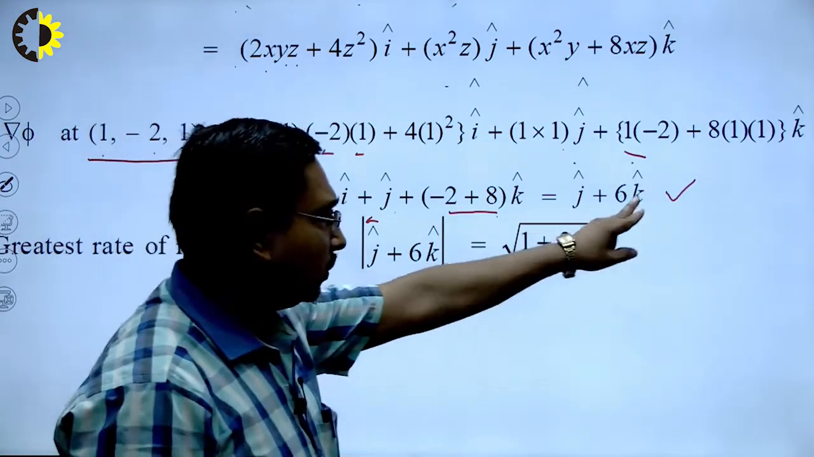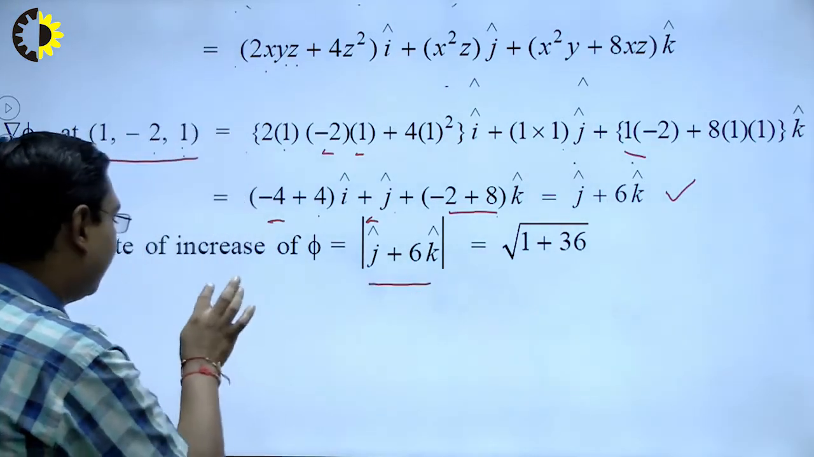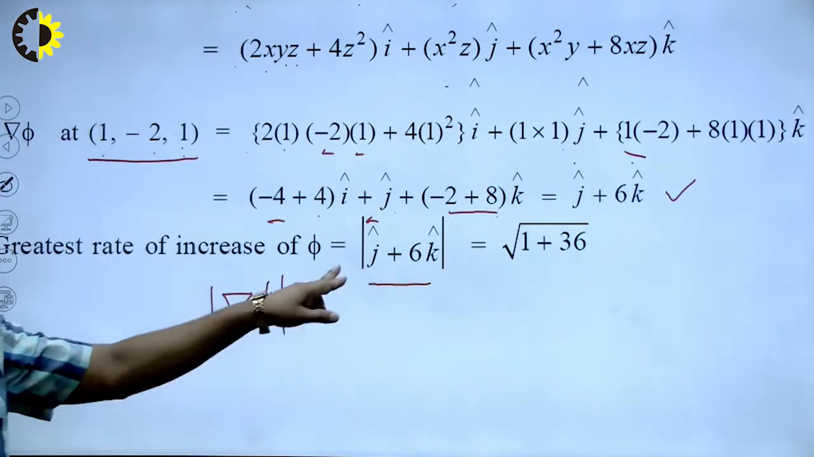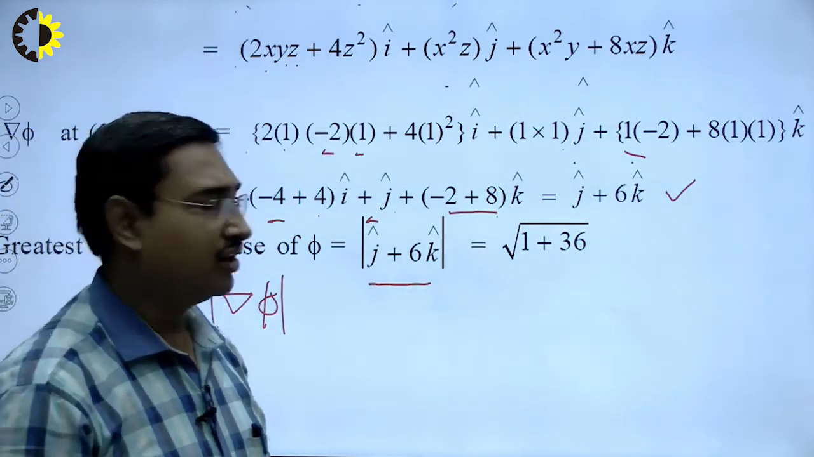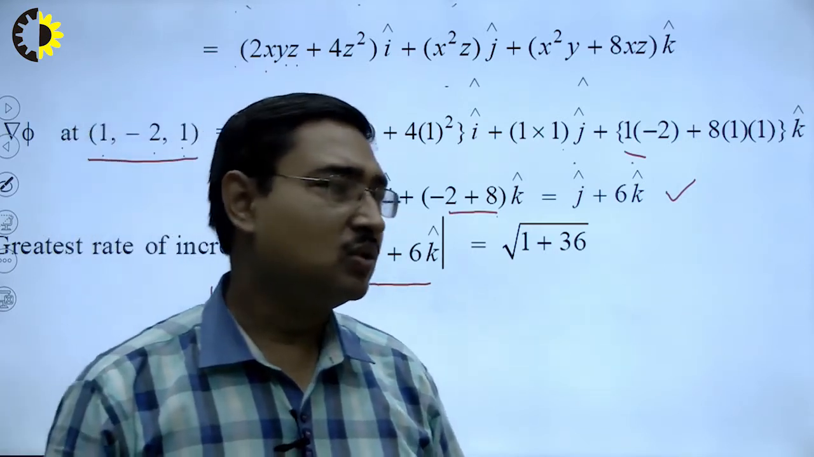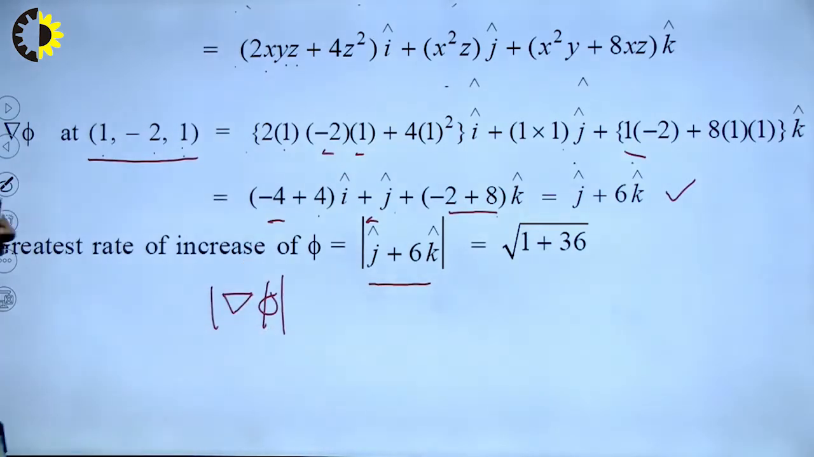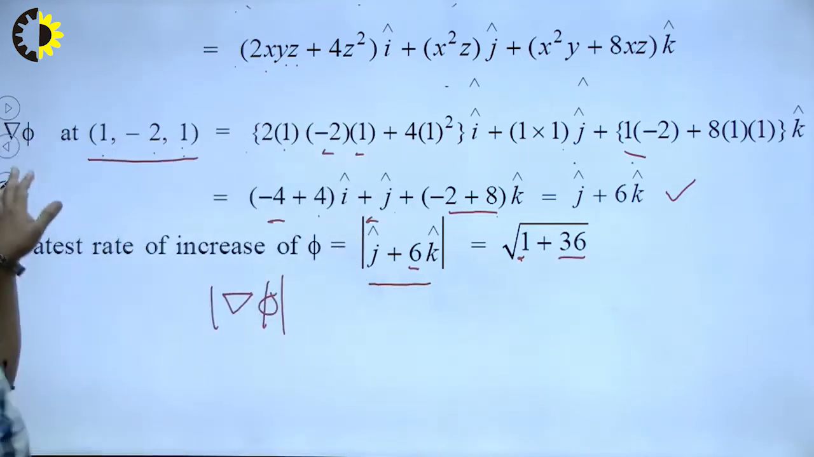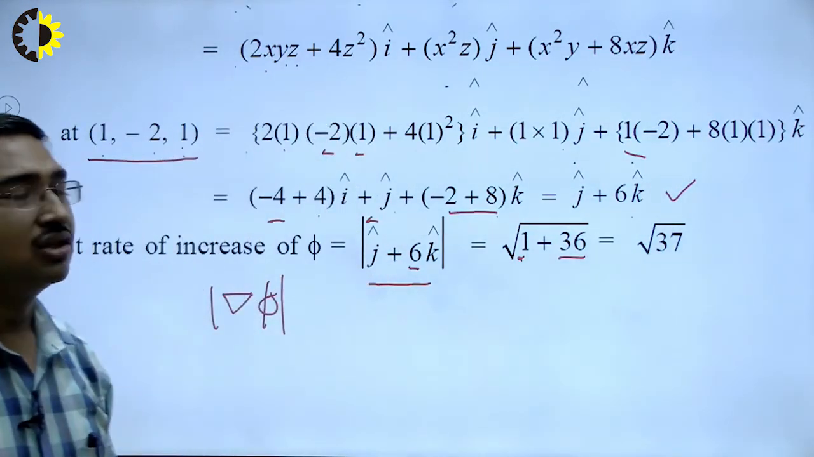Now I want to calculate the greatest rate of increase of phi, and that is nothing but mod of del phi, and therefore the mod of this vector j plus 6k cap is required. Modulus of a vector, we recall, is the square root of a1 square plus a2 square plus a3 square, if a1, a2, a3 are components of the vector, and therefore it will be 1 square plus 6 square, which becomes nothing but root 37. It is the required greatest rate of increase of phi.